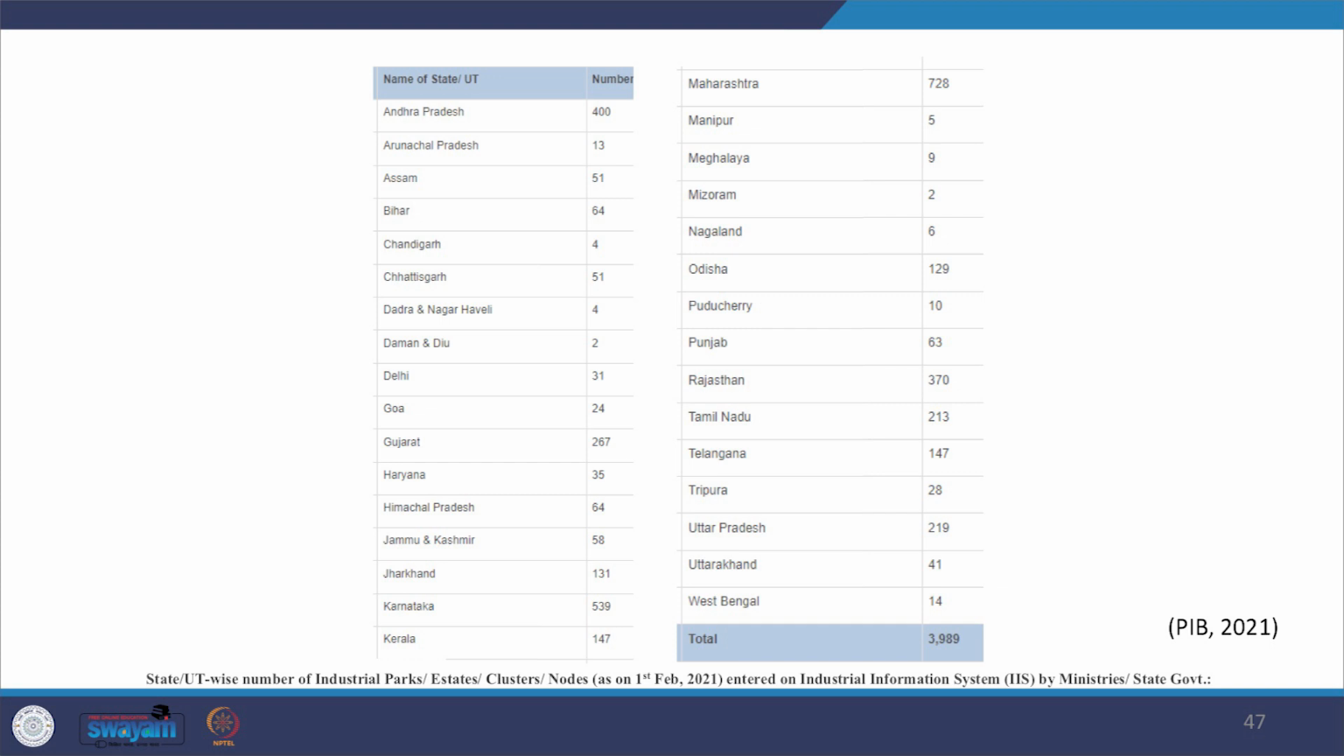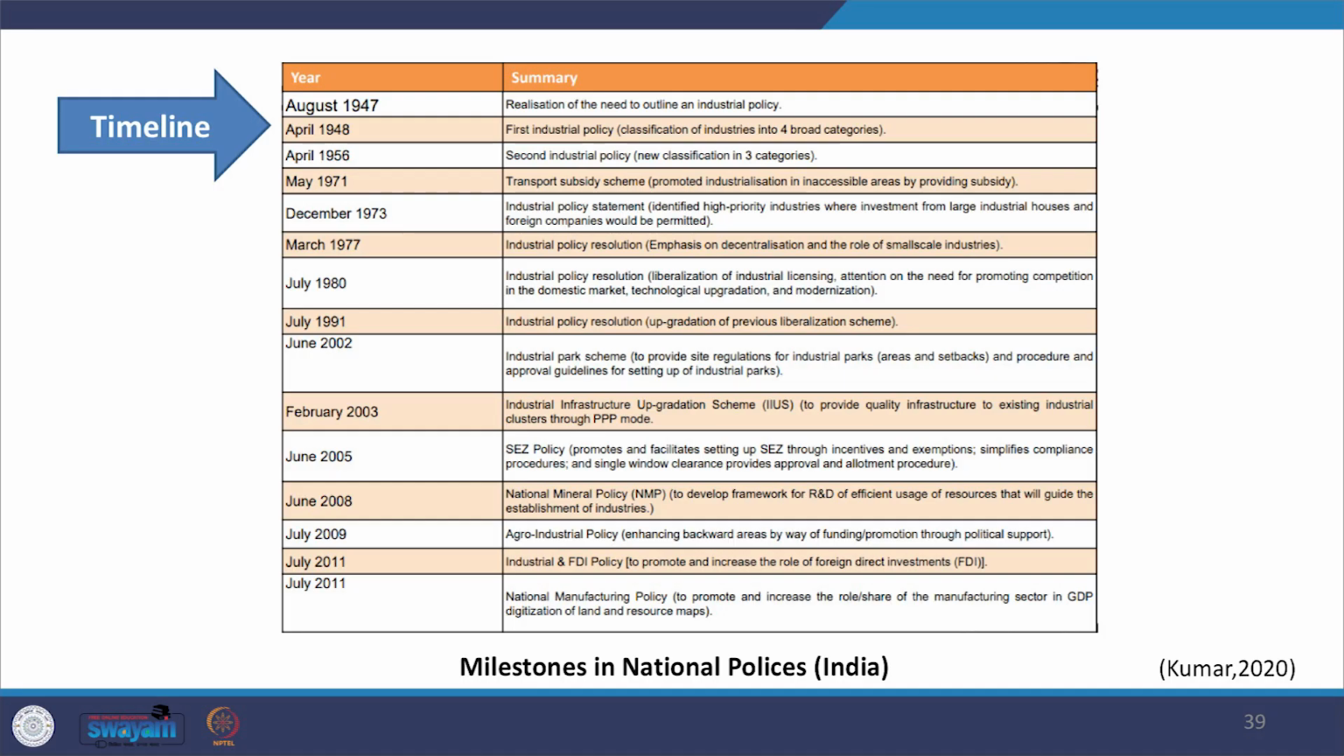You see the industrial park in this region. You see industrial park in these states. Further moving on, in 2003, Industrial Infrastructure Upgradation Scheme was introduced, and this was introduced to provide high-quality infrastructure to the existing industrial clusters through the PPP model.